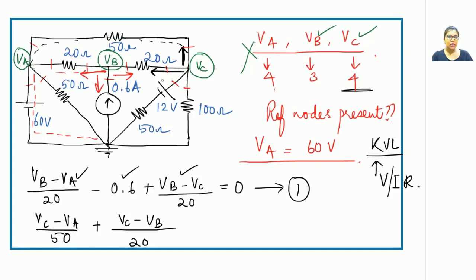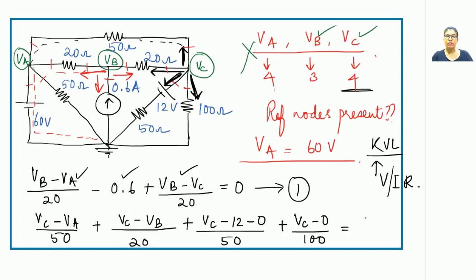Third branch will be this, the diagonal branch. So what can I write? There is already a voltage source present. So what is the last sign that is being encountered for this voltage source? It is minus. So it will be (VC minus 12 minus 0) upon 50. For the final branch, there is only one resistor present in between the ground potential and that node. So you will be writing it as (VC minus 0) upon 100. 4 branches, 4 terms already written. So this is equal to 0 and this is your second equation.